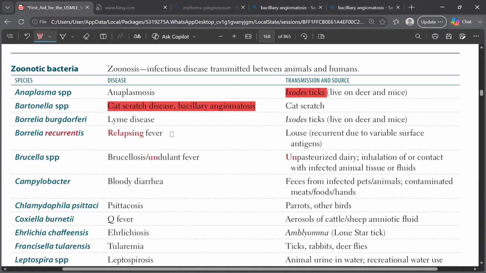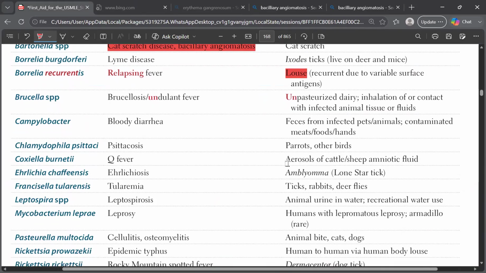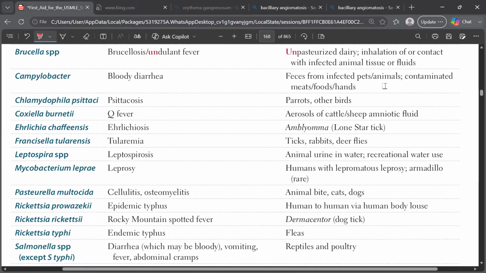Right. Then we have Borrelia burgdorferi that causes Lyme disease. We have already done that. Ixodes. Then we have Borrelia recurrentis that causes relapsing fever because it is recurrent and it is because of louse. Then we have Brucella that causes brucellosis or undulant fever. It is present in unpasteurized dairy, inhalation of or contact with infected animal tissue or fluid. Then we have Campylobacter that causes bloody diarrhea, from feces of infected pets, animals, contaminated meat, food, and hands. Then we have Chlamydophila psittaci that causes psittacosis, and it is spread by parrots and other birds.